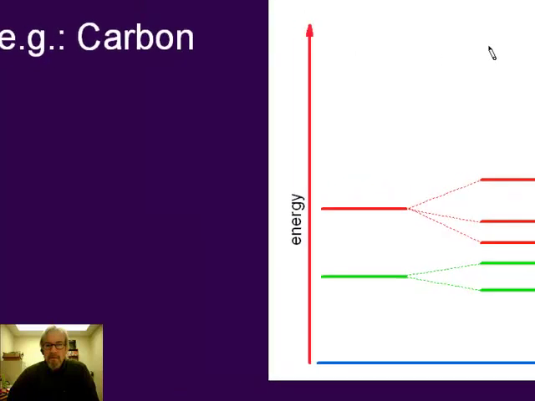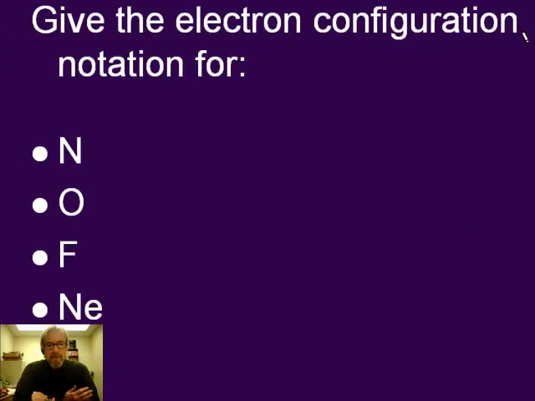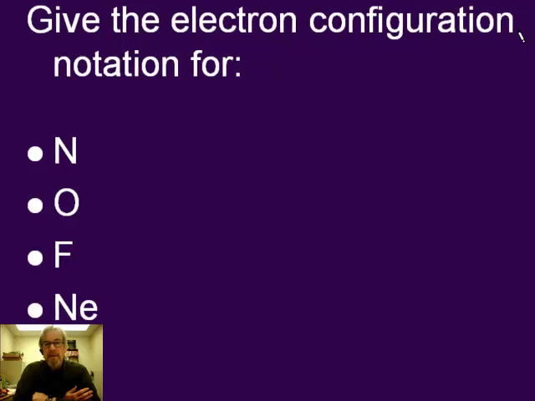Carbon we've already done. Okay, now that you've seen some of these worked out, this should be pretty easy for you. Try the electron configuration notation for nitrogen, oxygen, fluorine, and neon, and I'll give you the answers.